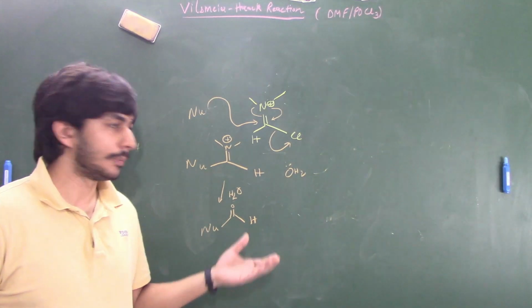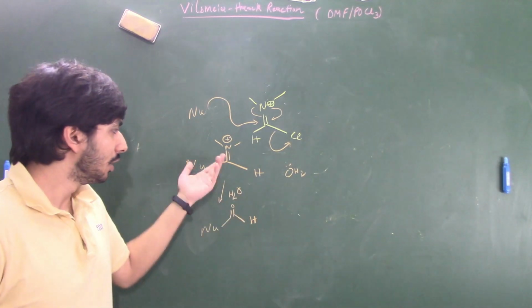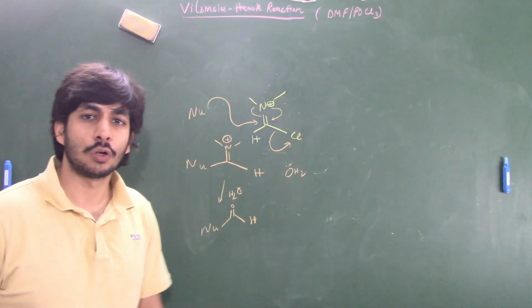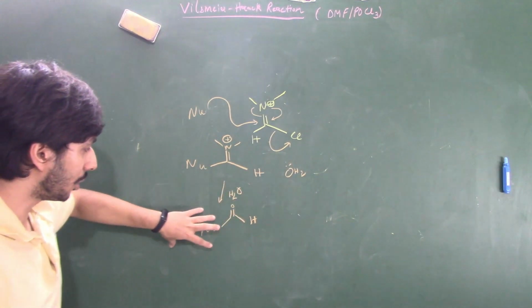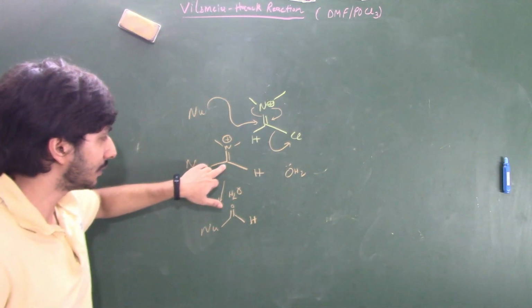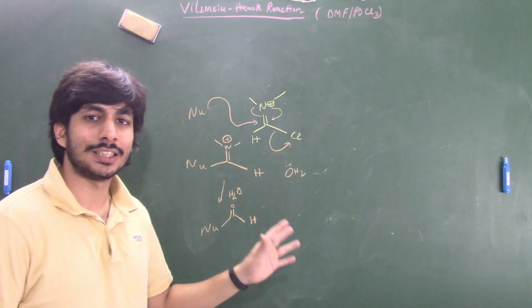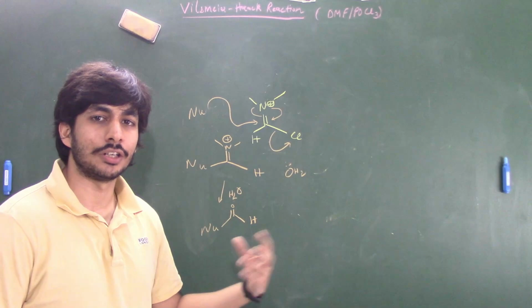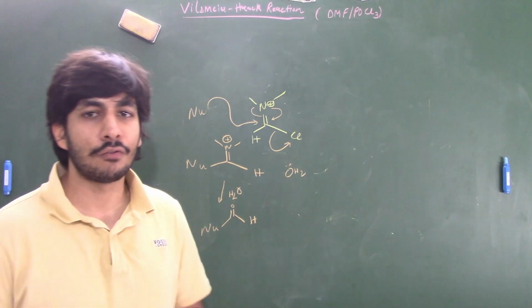Depending on whether you have a hydrogen or a methyl: if there's a methyl, it will convert to a ketone. Since we have a hydrogen over here, it is going to convert to an aldehyde. So this is the whole thing: whatever nucleophile we have will attack this carbon center and will convert into an aldehyde. So this is basically your Vilsmeier-Haack reaction, or formylation. It's very commonly called Vilsmeier-Haack formylation.